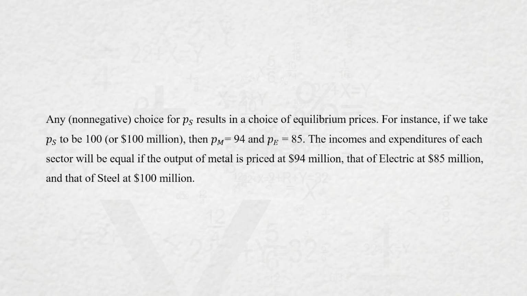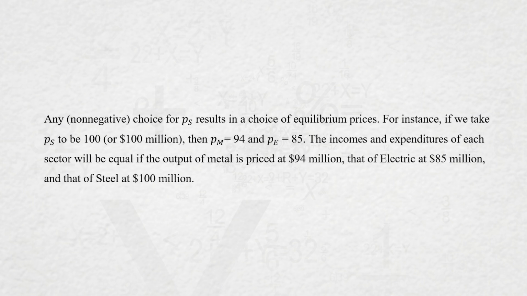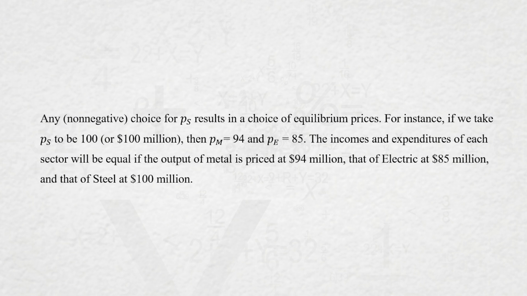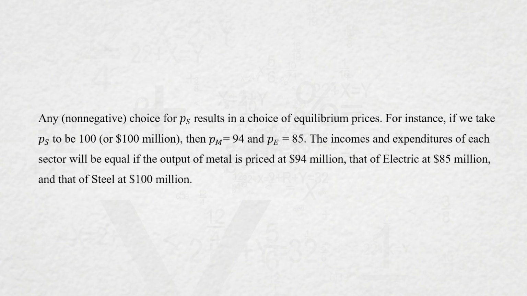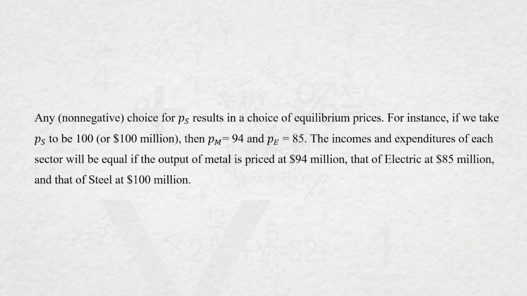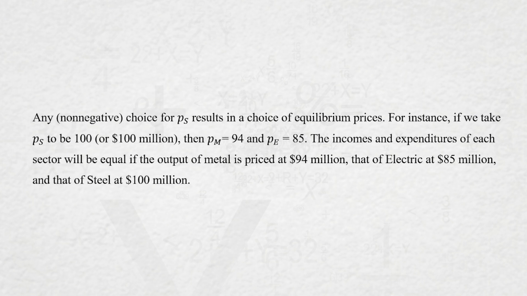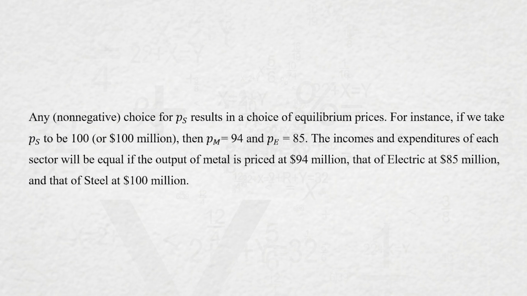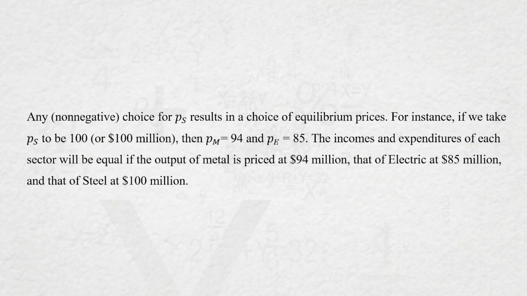For instance, if you take Ps to be $100 million, then Pm is equal to 94 and Pe is equal to 85. The incomes and expenditures of each sector will be equal if the output of metal is priced at $94 million, that of electric at $85 million, and that of steel at $100 million. So, that is how we can apply the linear system in the field of economics. You can see it in detail because we have skipped the calculation part.